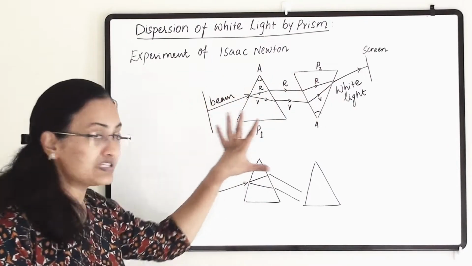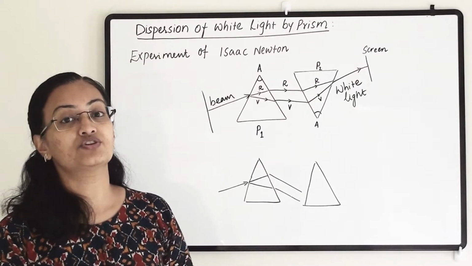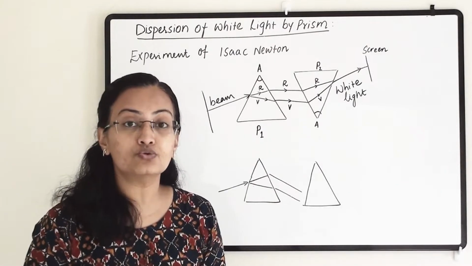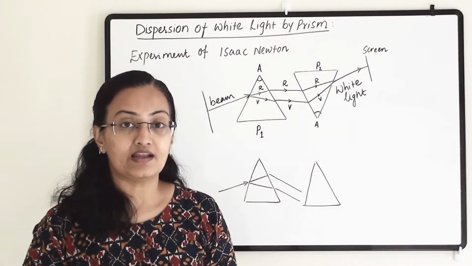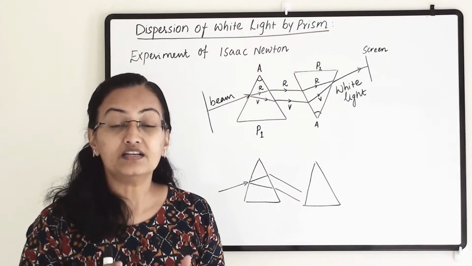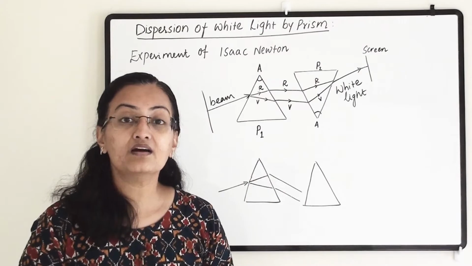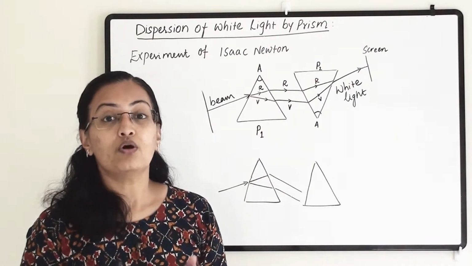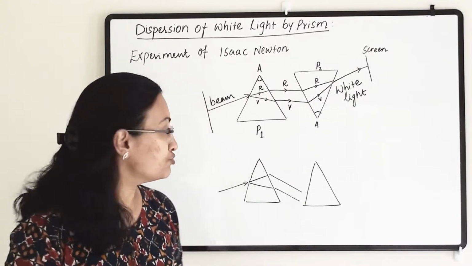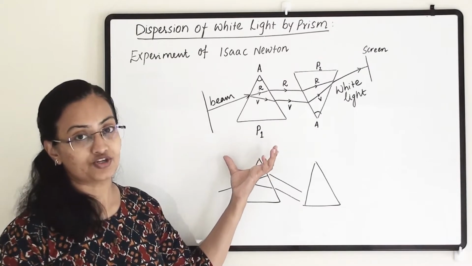Through this experiment he got an idea of how the rainbow formation is happening in nature, because rainbow formation is also a dispersion of white light. Here the white light is sunlight and the dispersion is happening not through a prism but via water droplets. So he got an idea of how the rainbow formation occurs in nature, and he used this experiment to explain the rainbow formation phenomenon.